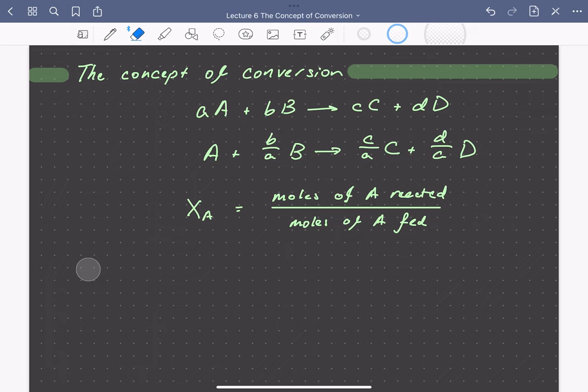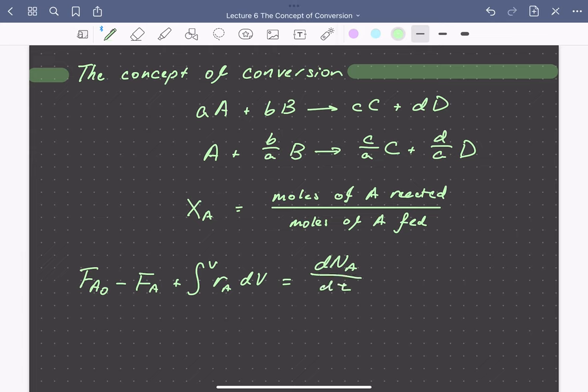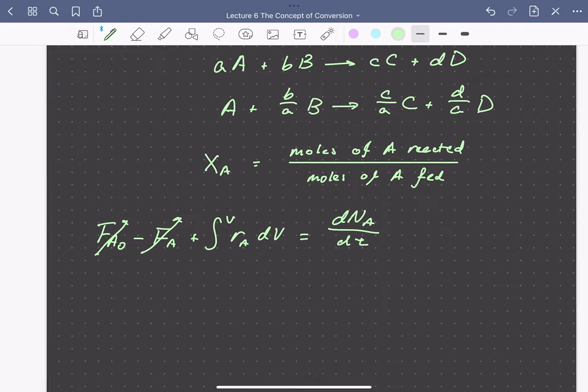So let's see how we can write our mole balances for our ideal reactors as a function of conversion. We'll start with our batch stirred tank reactor. If we write the general mole balance for some species A, it looks something like this. And if we have a closed system in our batch stirred tank reactor, we're not going to have any flow terms for A coming into or out of the reactor.